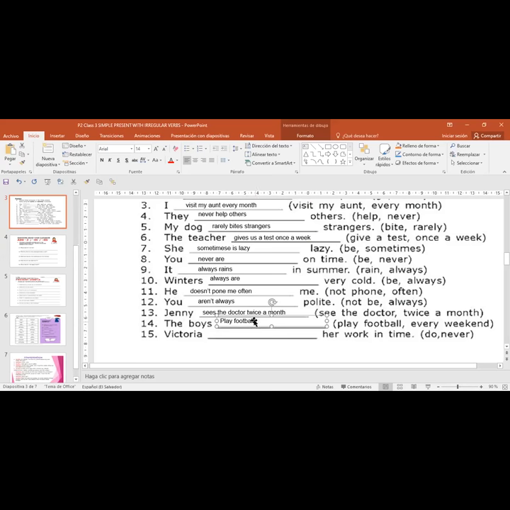And the last one, Victoria. ¿Cómo quedaría eso? Victoria, never. Her work in time, do never. Vean que está interesante porque tenemos do y tenemos never. Le voy a ayudar con esta. Y no vamos a usar negación porque never ya implica una negación. Entonces no podemos tener doble. Entonces decimos Victoria never does her work in time. Victoria nunca hace su trabajo a tiempo. Entonces, vea que cuando tenemos never y el do, no ponemos la negación, decimos never does.